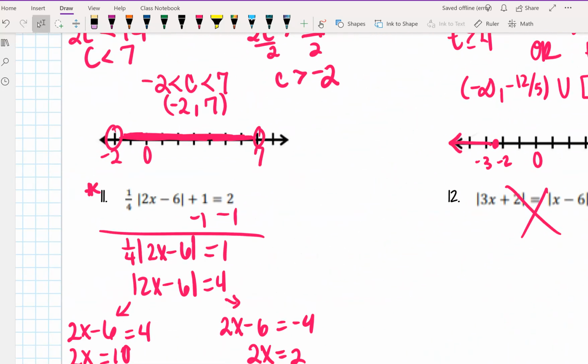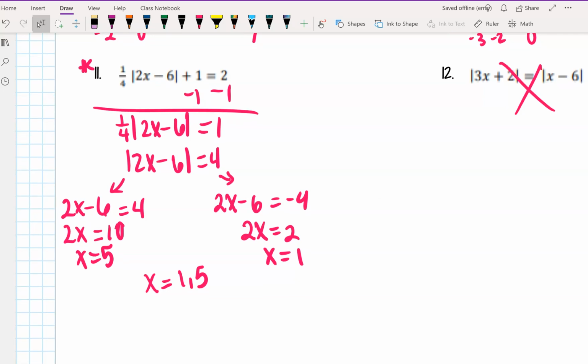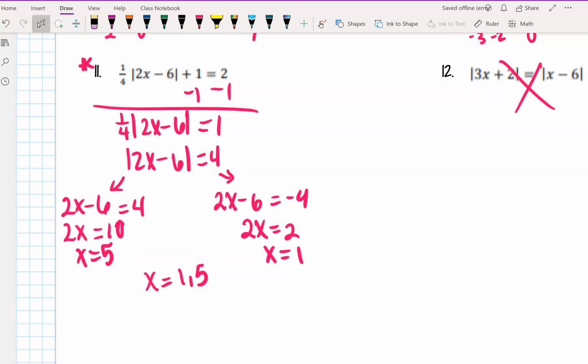So then number 11 was just an equation. So you needed to subtract the 1 over, then multiply both sides by 4 to get rid of the 1/4. So this becomes a positive 4. And then when you split, you have 2x minus 6 equals 4, and then you also have 2x minus 6 equals negative 4. But ultimately at the end, you should get 1 and 5.